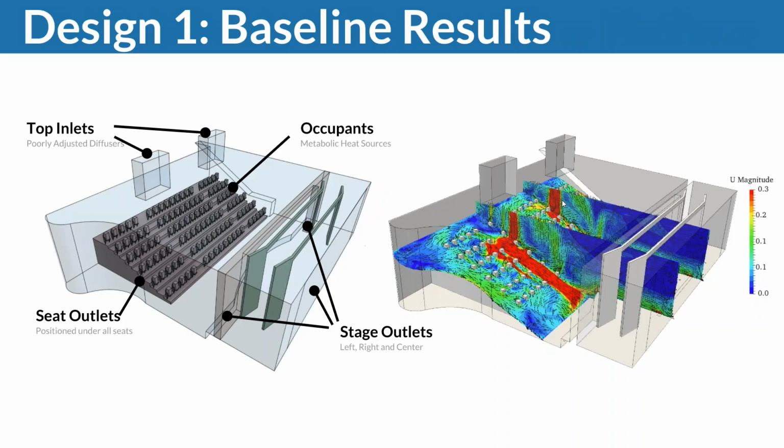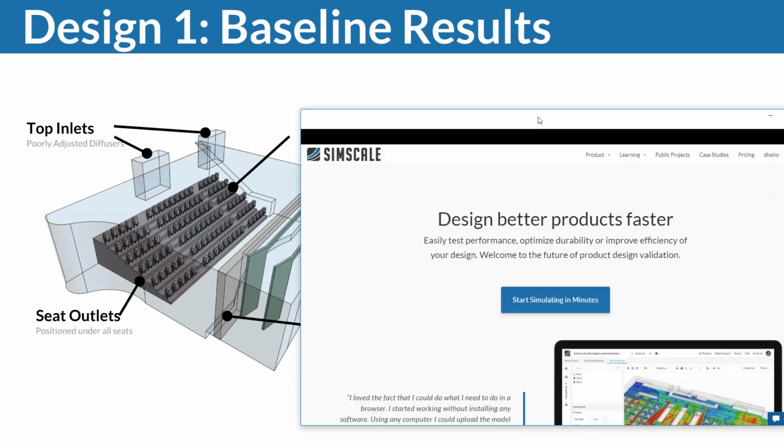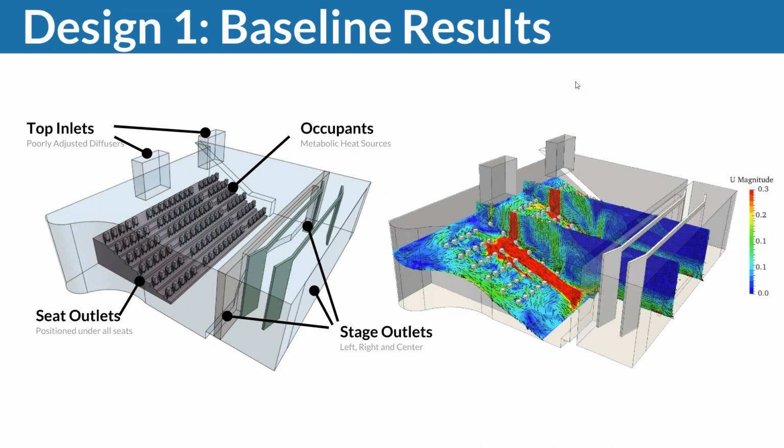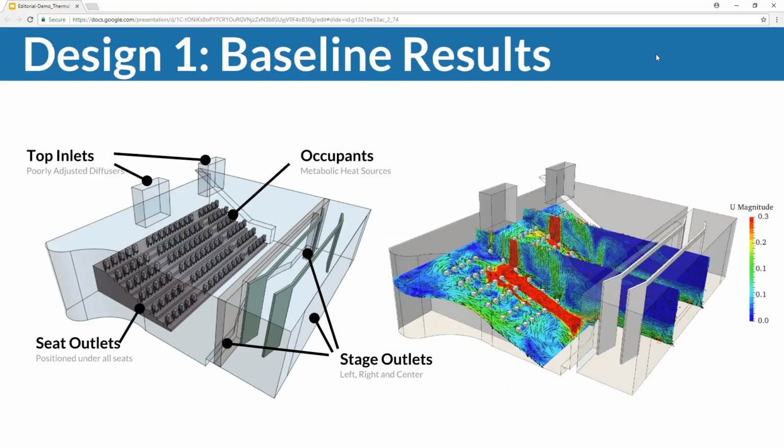All right, demo time. Enough talking. Let's take a look at the software. Again, quick recap: that's what we're going to simulate on the left. The first scenario, the first HVAC system, has top inlets, outlets at the bottom, stage outlets, and then the occupants as heat sources. So let's quickly leave the presentation.